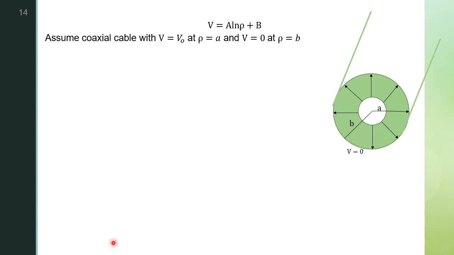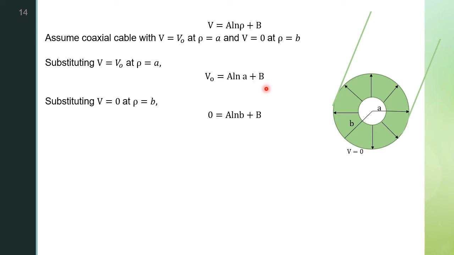Now we know the boundary conditions: V equal to V0 at rho equal to A and V equal to 0 at rho equal to B. Substituting the conditions, first V equal to V0 at rho equal to A, we will get the equation V0 equal to A ln A plus B. The second boundary condition is that V equal to 0 at rho equal to B, so we will get 0 equal to A ln B plus B. So we have got two equations in terms of two constants A and B.